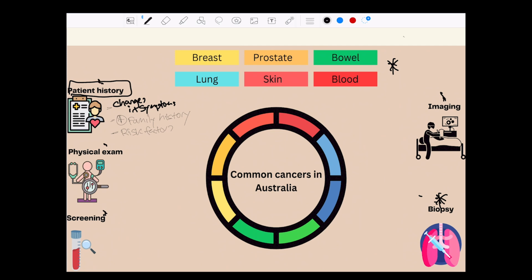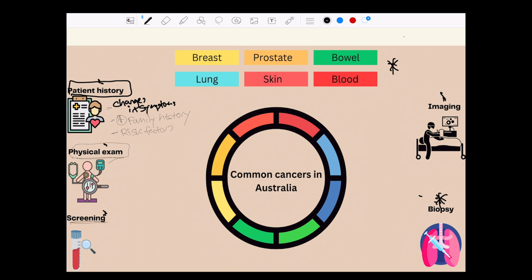Then we go down to the physical examination. This would be performed by the doctor or the physician, and things could be here: breast examination, rectal examination for prostate, skin checks, lung sounds through stethoscope use, or testicular investigations as some examples for physical exam.